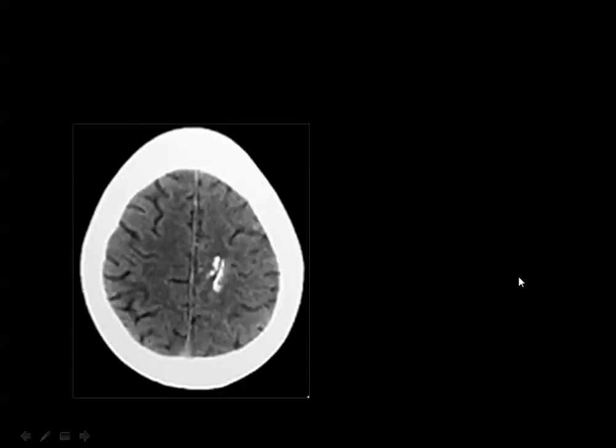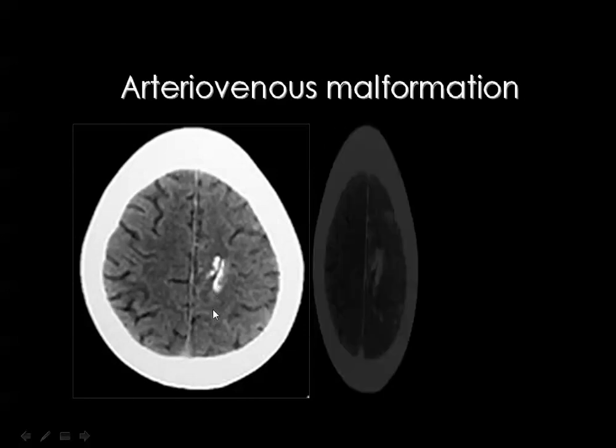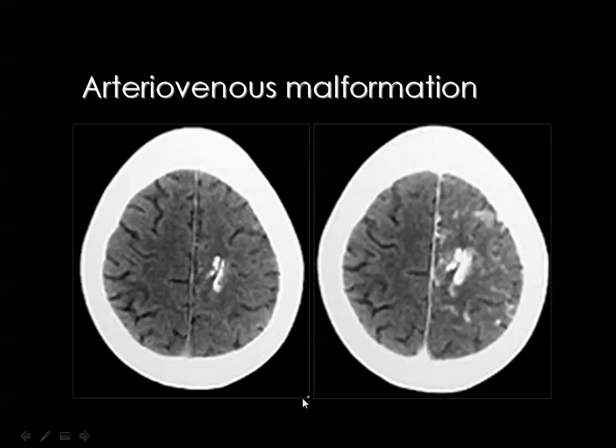Then in arteriovenous malformation, you can see a linear pattern of calcification, as you can see in this case. And whenever you inject the patient with contrast, then you can see serpiginous enhancement, which is classic of an arteriovenous malformation, which will be mentioned in full details in the lecture of intracranial vascular lesions.